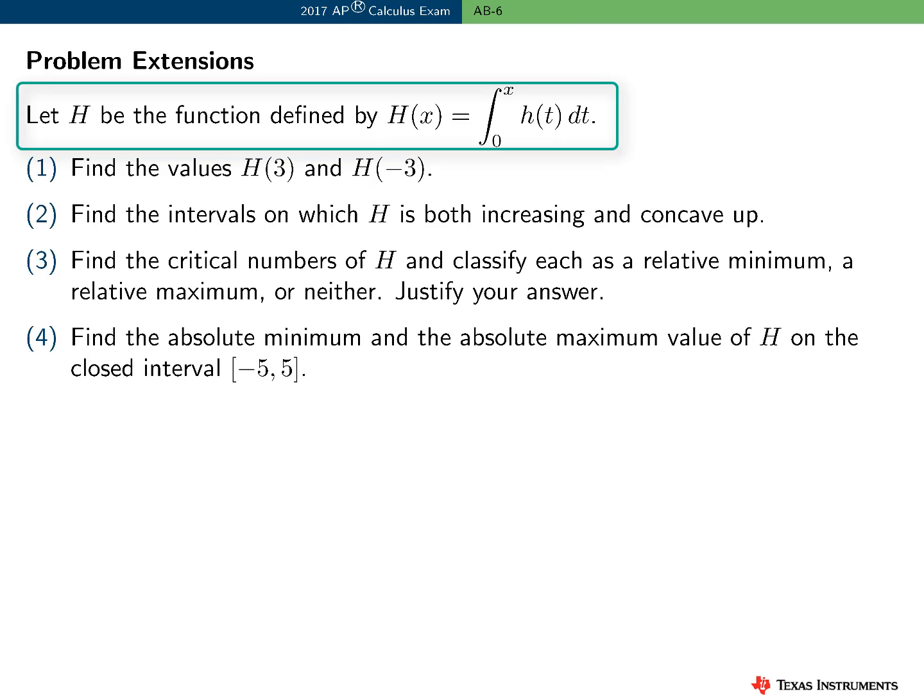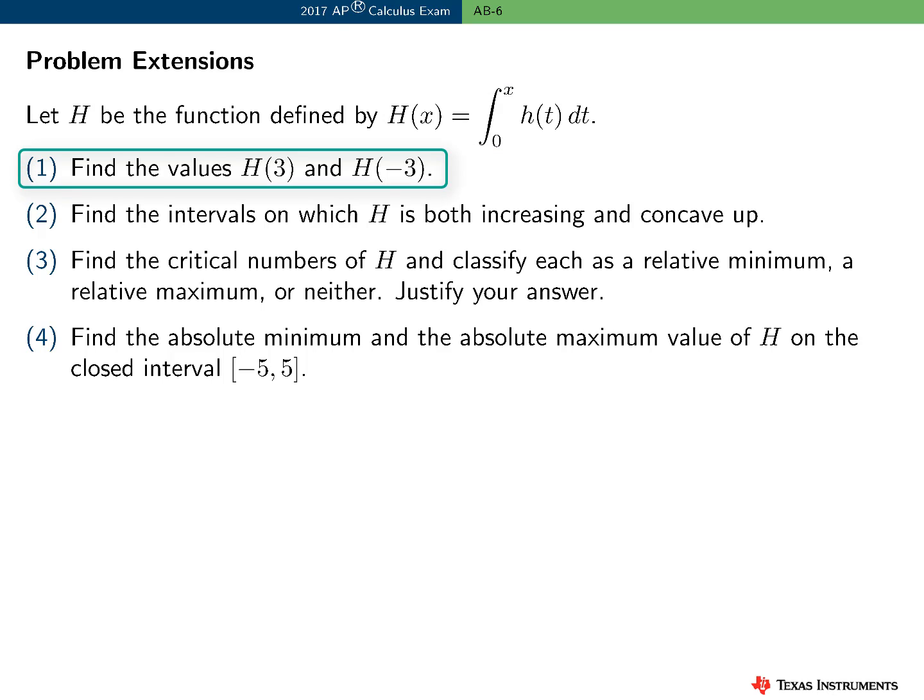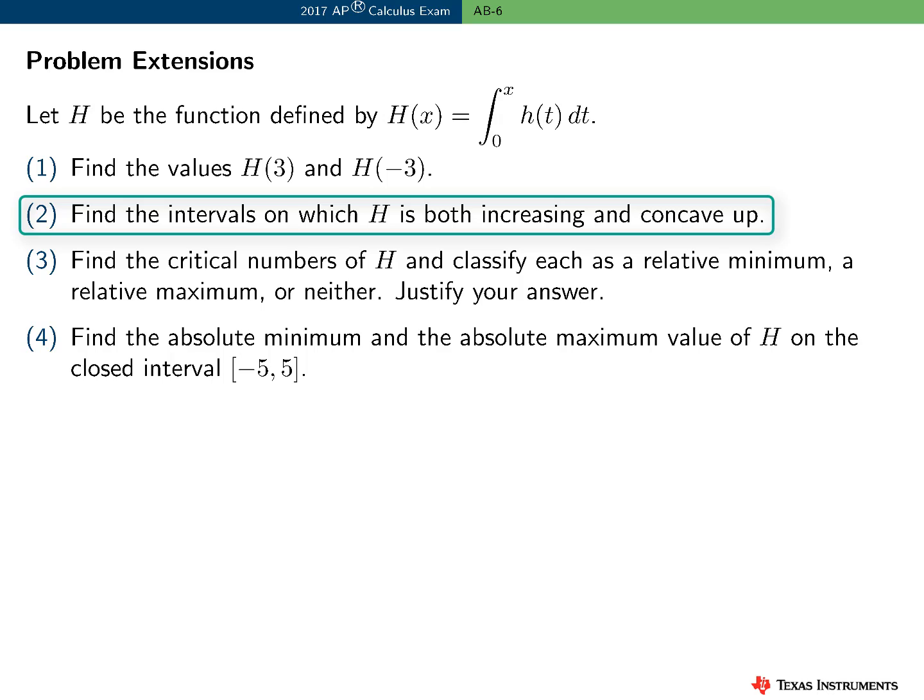Here's one more AP Calculus problem extension associated with this question. And really, all 4 of these questions involve the function capital H. And this is defined to be the definite integral from 0 to x of the function little h. And the graph of little h is given at the very beginning of this question. First, let's find the values H of 3 and H of -3. Then find the intervals on which H is both increasing and concave up.